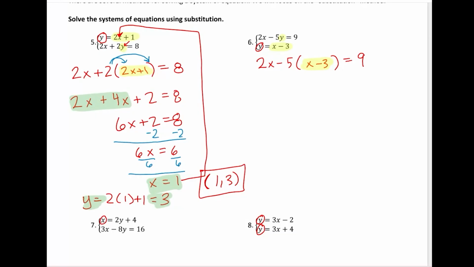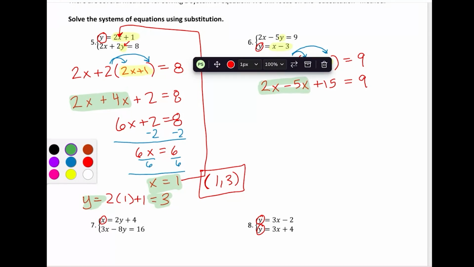Now, you do want to be a little careful with the distributive property here. Because it is minus 5, make sure that when you distribute this, you take that minus sign along with it. Okay, we are going to multiply negative 5 by both of those 2 terms. So we should have 2x minus 5x, and then negative 5 times negative 3 will be positive 15 equals 9. Now we can combine like terms. 2x minus 5x is negative 3x.